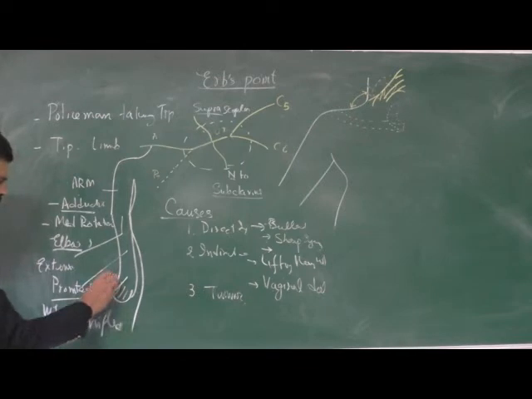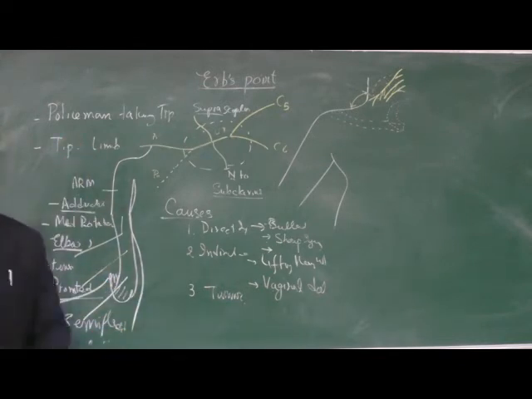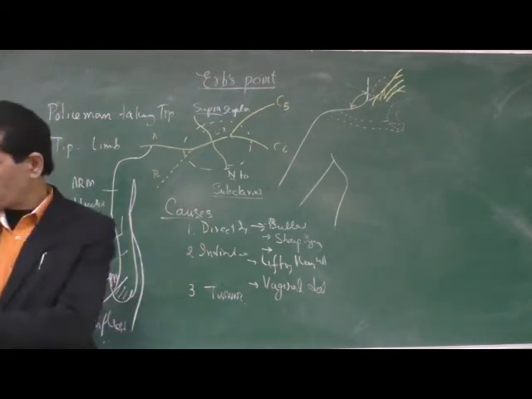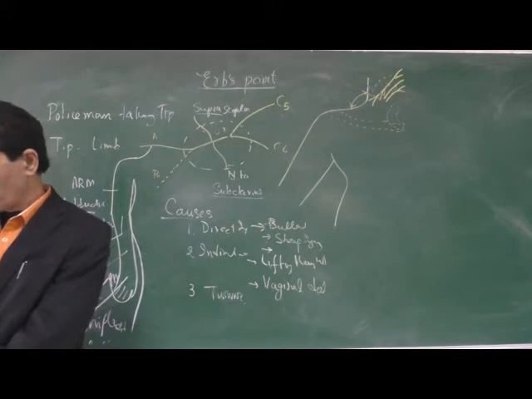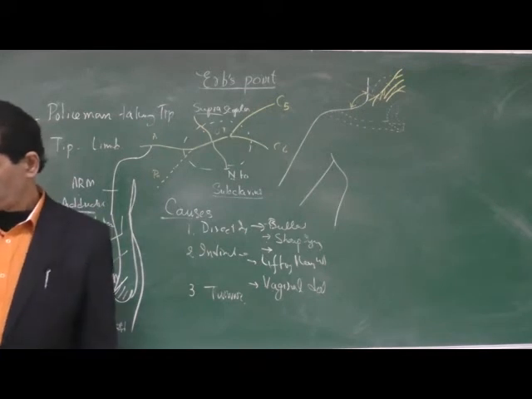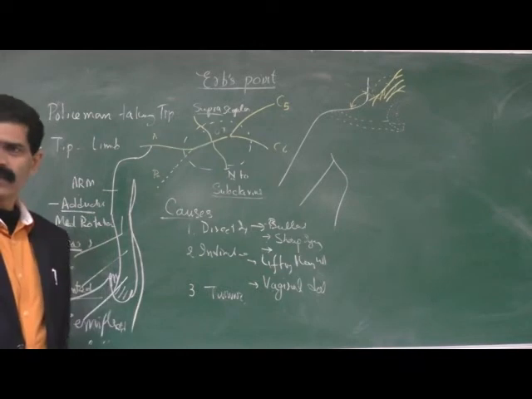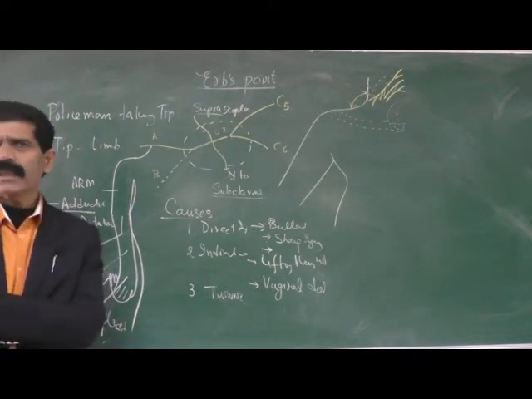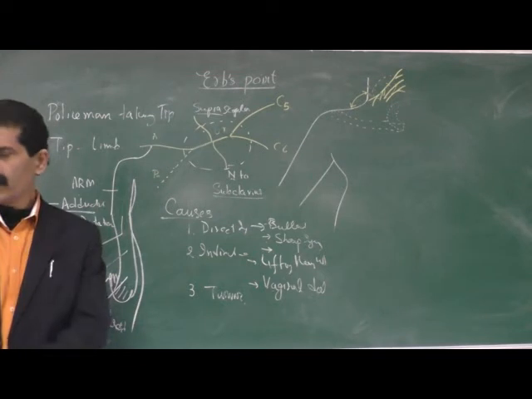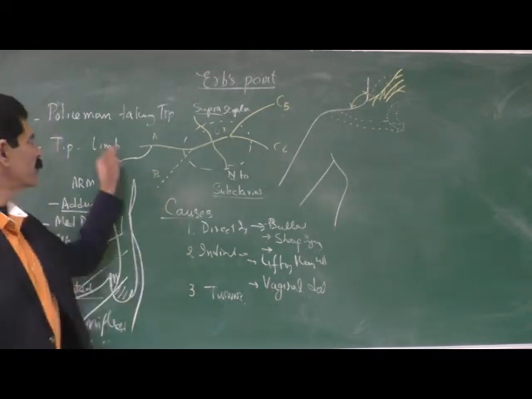And what about the fingers? Fingers, they are also semi-flexed. So this is the attitude of the upper limb, that is, arm is adducted, forearm is pronated and hand is semi-flexed with the fingers. So this is the position. So person will come like this. When such a condition is there, that is called the policeman taking tip.